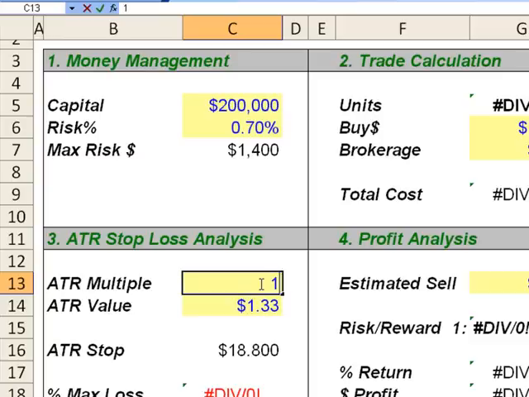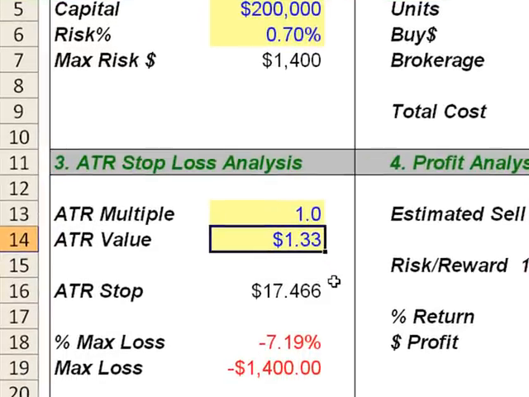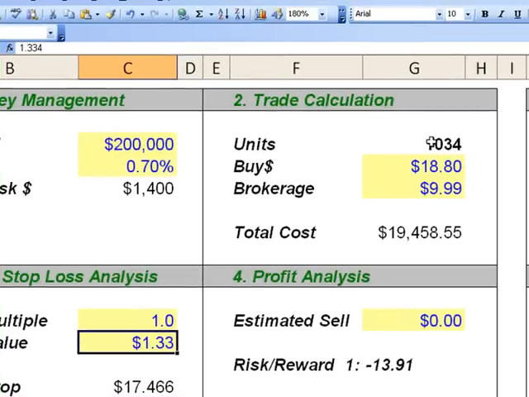So for instance, if I just put 1 in here, what that's doing is multiplying the ATR 1.33 by 1, i.e. it's just using 1.33, and then subtracting it from my proposed entry price, and then that will be calculating where to put the stop here, 17.46, which is $1.33 away from my expected buy price. Okay, there's my loss, 1400 if I were to do that and the price goes against me and finishes down here. And up here it's telling me to buy 1034 units at 1880. The total cost of that transaction is 19,400, etc.